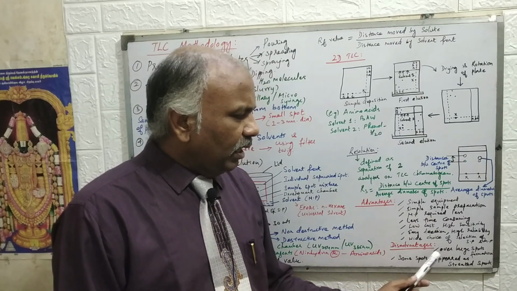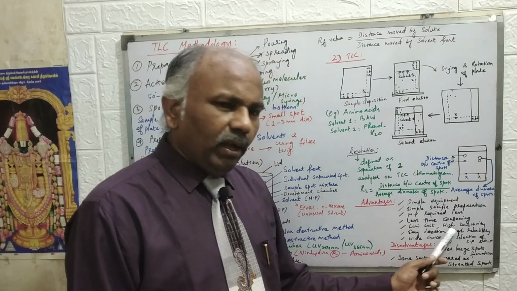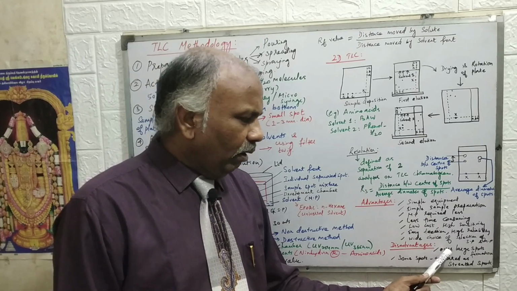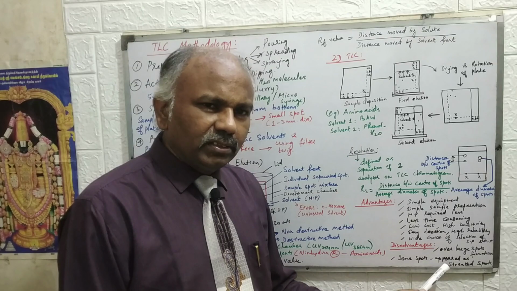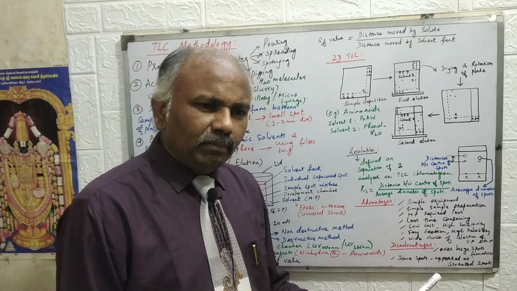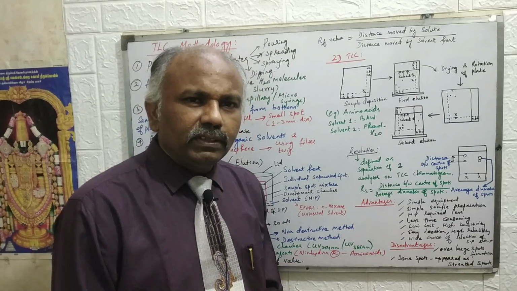Whereas the disadvantages are large spot formation, which is one of the drawbacks, and some spots appear as streaked spots. This is also a problem in TLC. Sometimes uneven migration will also occur. So these are all the disadvantages of thin layer chromatography.